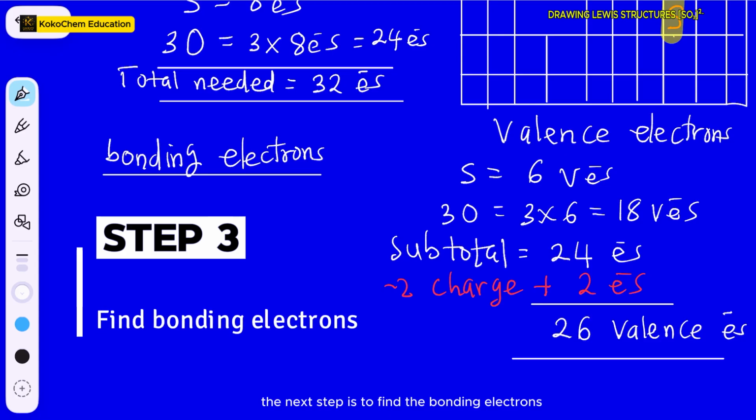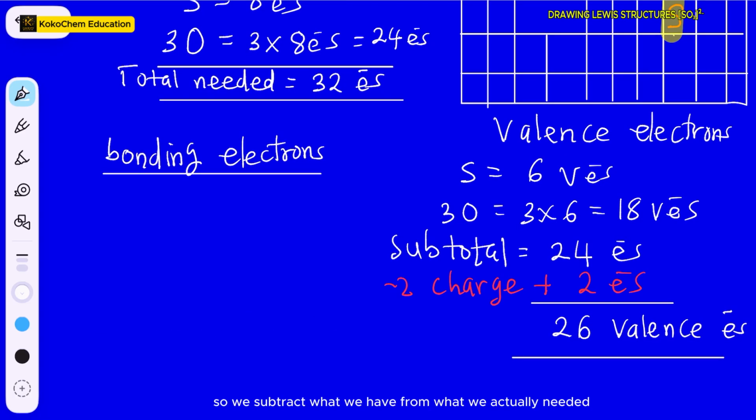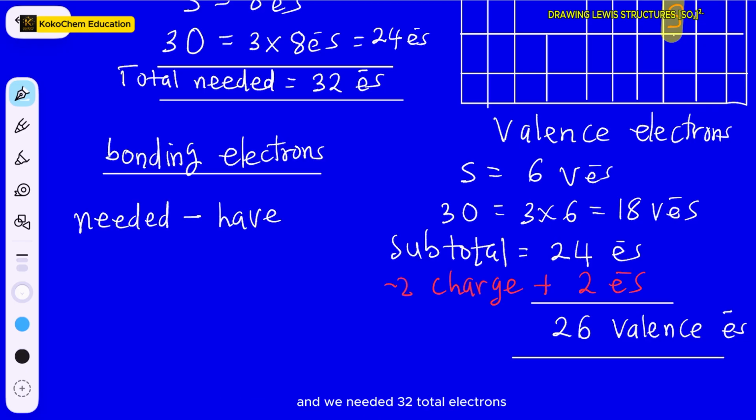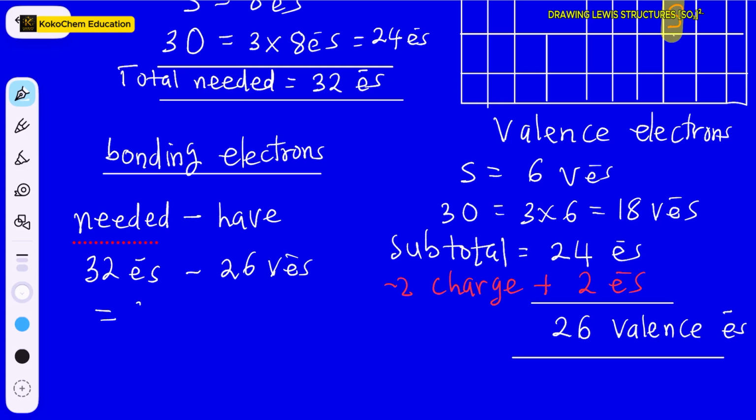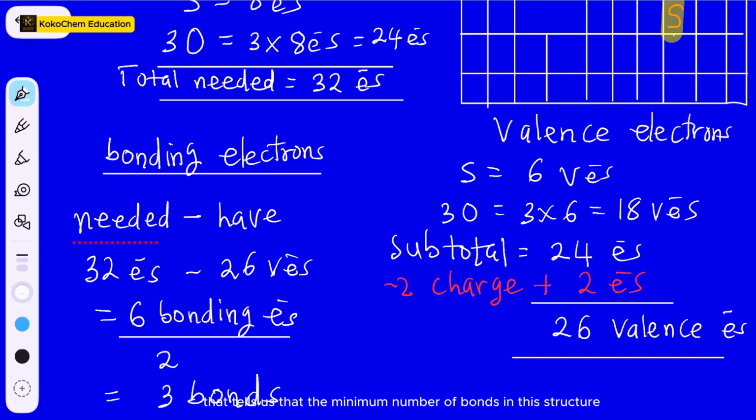The next step is to find the bonding electrons. The electrons we are missing are the ones that must be shared. So we subtract what we have from what we actually needed. We needed 32 total electrons, and we only have 26 valence electrons. This will give you 6 bonding electrons. And since each bond, or each line, uses 2 electrons, we divide 6 bonding electrons by 2 to get 3 bonds. That tells us that the minimum number of bonds in this structure will be 3 bonds.